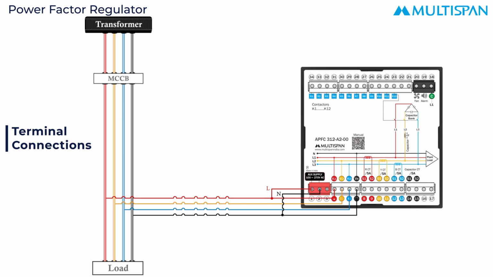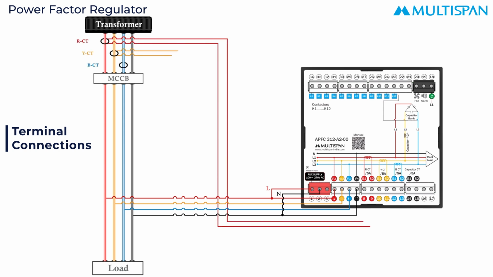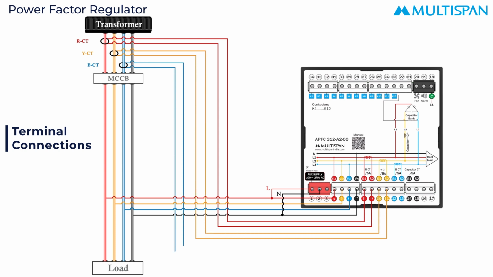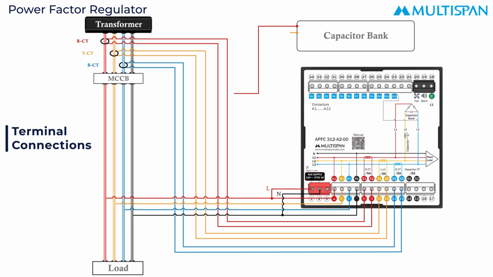Now, for the CT connections, you need to install 3 CTs on the main lines R, Y, and B. Connect the RCT to terminals 8 and 9, the YCT to terminals 10 and 11, and the BCT to terminals 12 and 13.